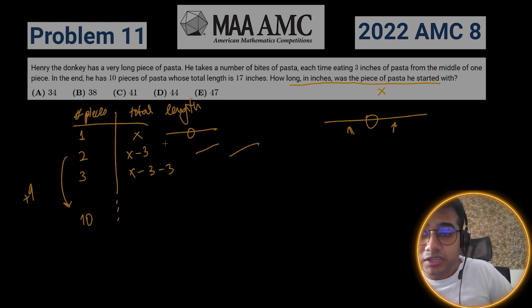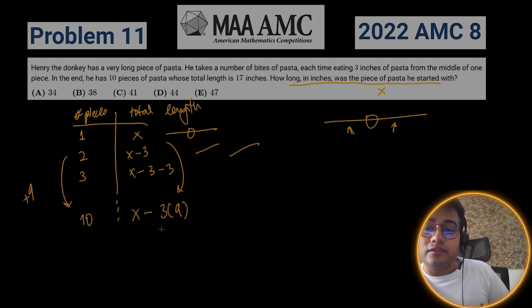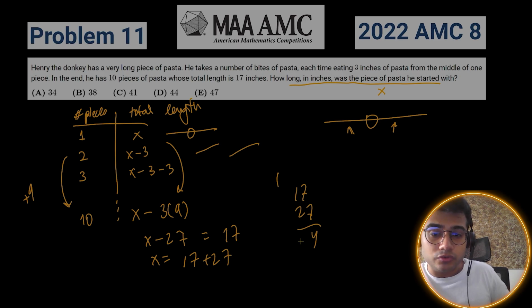That means we decrease x by 3 times 9, right? Because every time you take a bite, it decreases by 3. So now we know that the length right now is x minus 27, which we know is 17. So x must be 17 plus 27. So what is that? 17 plus 27 is 44. So the initial length was 44. So the answer is D.